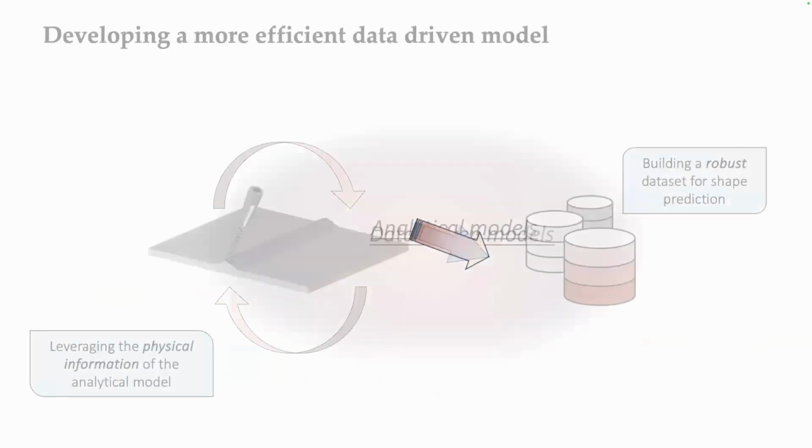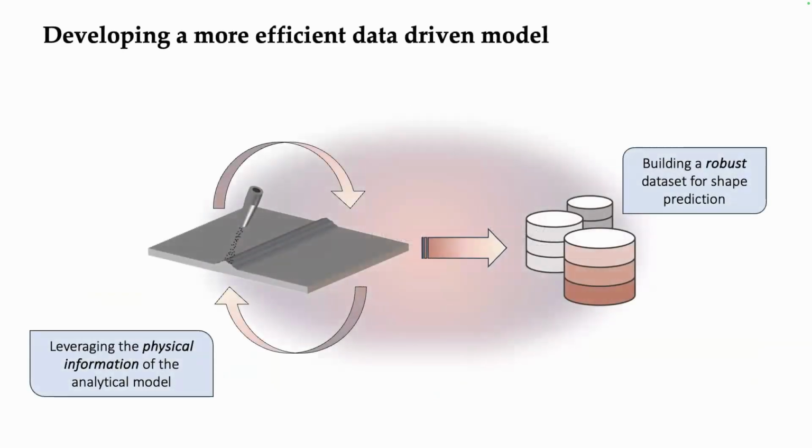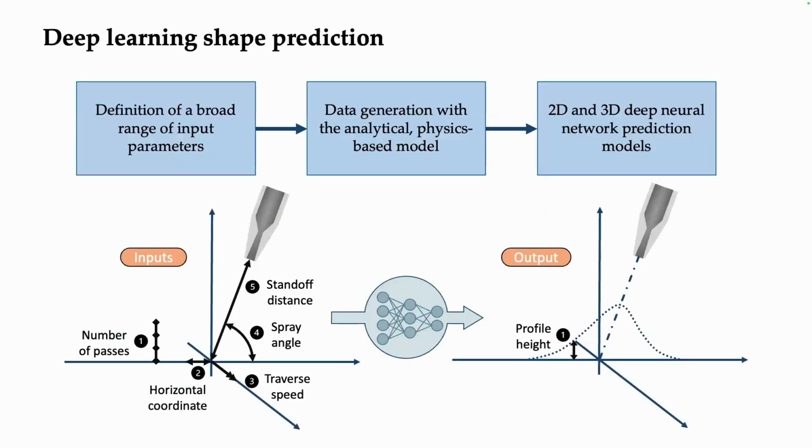So to address this, what we have come up with is to use our analytical model, to leverage the robustness of the physical model that we have developed in the past and generate a set of data to be fed to a neural network algorithm in order to predict the shape and enhance the computational efficiency of the whole process. So we set a set of input data that are the major, important parameters affecting the shape: number of passes, horizontal coordinate, transfer speed, spray angle, and standoff distance.